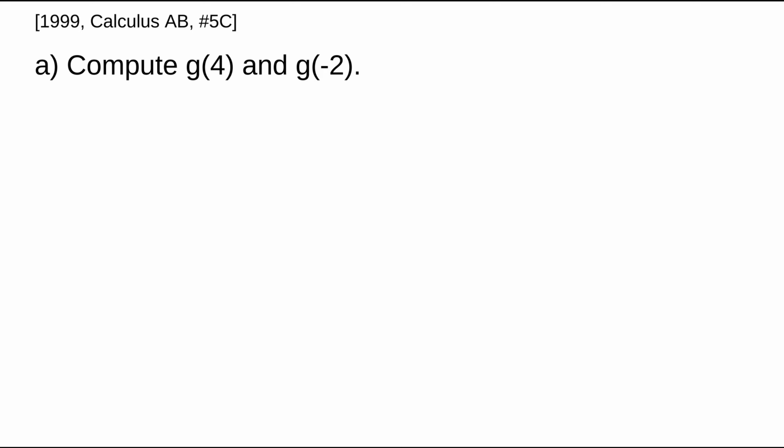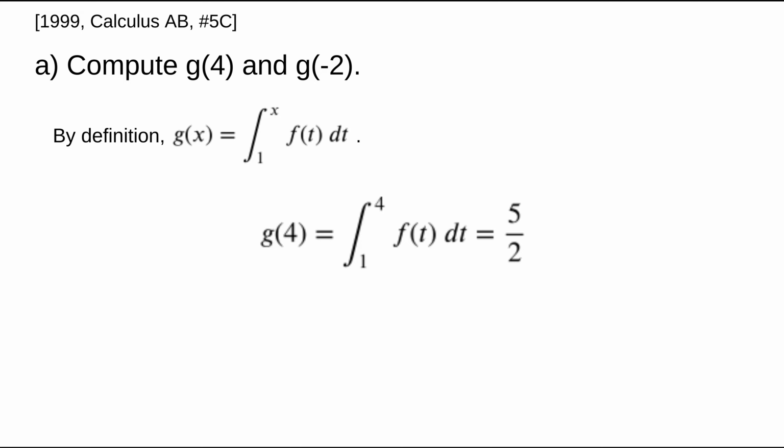In part A of the question, we are asked to compute g of 4 and g of negative 2. By definition, the function g of x is the integral from 1 to x of f of t dt. So g of 4 would just be the value of the definite integral from 1 to 4 of f of t dt. The graph consists entirely of line segments, so this area can be calculated by using formulas for trapezoids and triangles and things like that. But when you do find the area, it is 5 over 2.